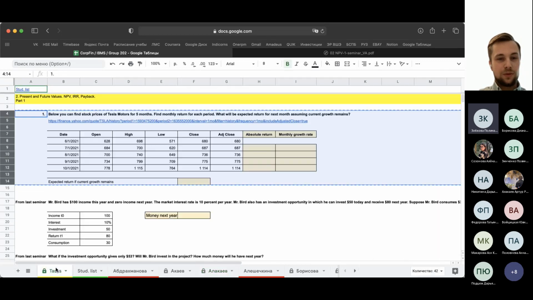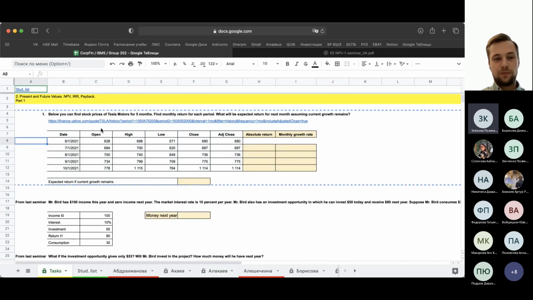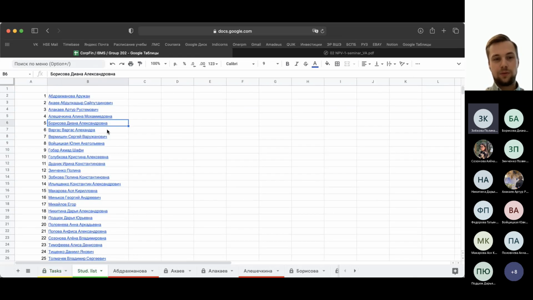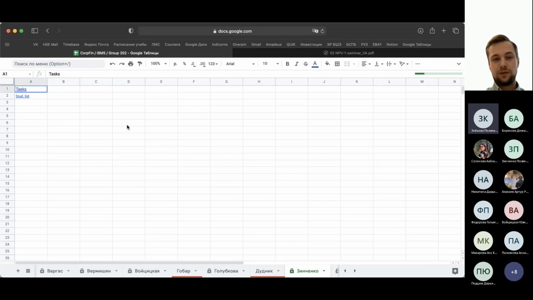Okay, so you just copy the problem from the tasks tab to your personal tab and make the calculation. And when someone is ready, I will open his or her personal tab, and he or she will show us how to solve this problem. So explain how the exercise is solved. Okay, is it clear for now?